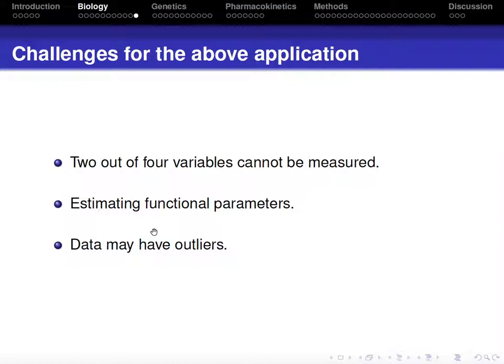Yeah, the second problem we just mentioned is that we have to estimate the functional parameters, the two rate functions of N and of C, and the data may have outliers, right? Okay, so this is for these first applications.